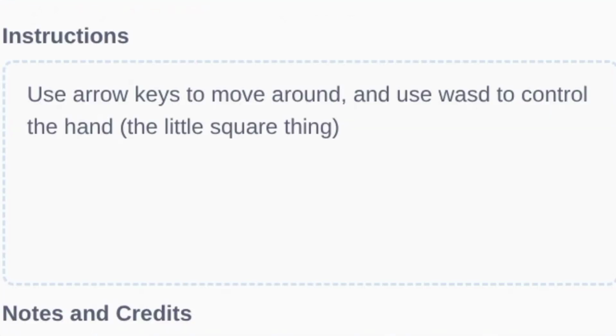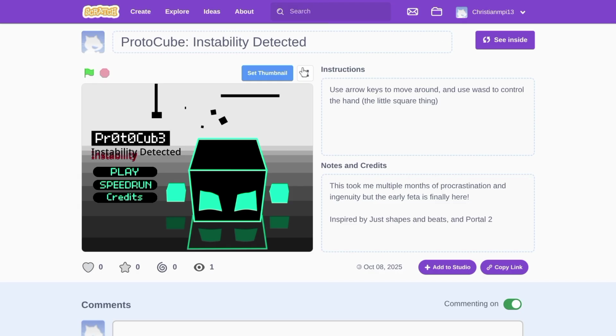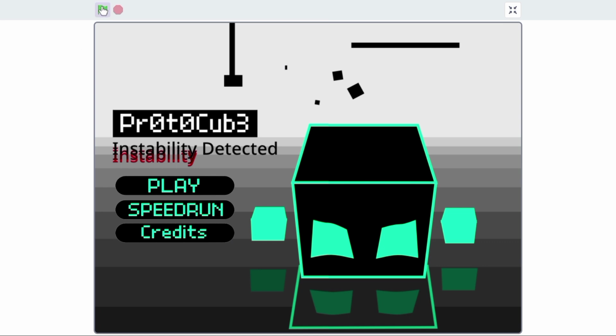Instructions: use arrow keys. Okay, I'll stop. Use arrow keys to move around and use WASD to control the hand. Seems simple enough. Well, here's the title card. I made it myself. You can see how the buttons move when I interact with them. And if I go ahead and click on the credits button, we'll be taken to a page.